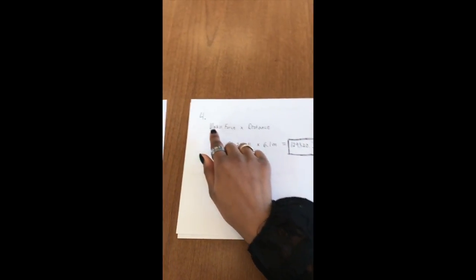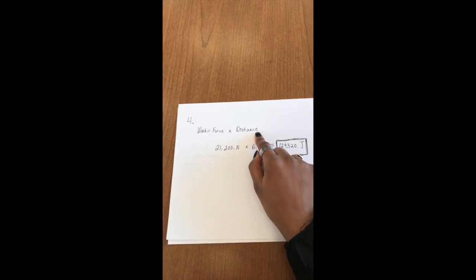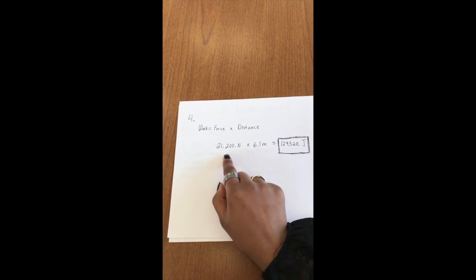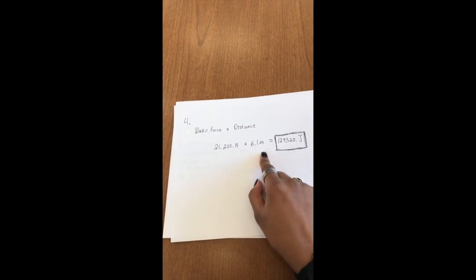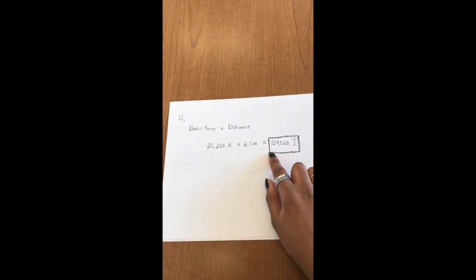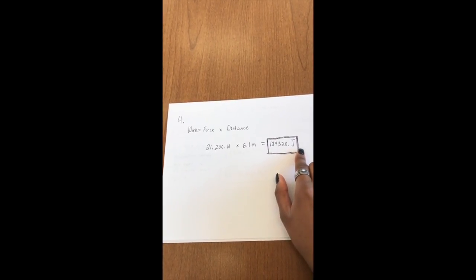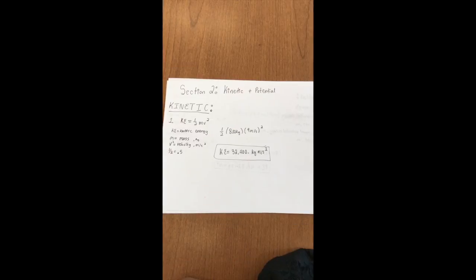Number 4, finally we're going to find work, and to do that we're going to do force times distance. So you're going to have 21,200 newtons times 6.1 meters, which is used to find distance, which will equal 129,320 joules, which is the measurement used to find work.